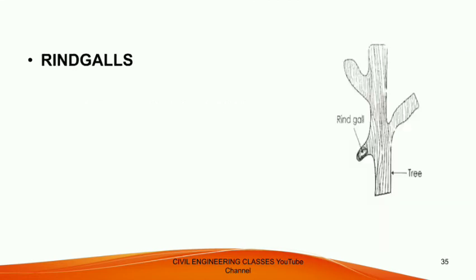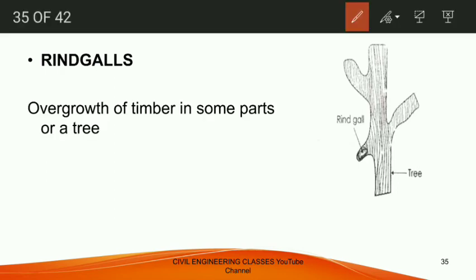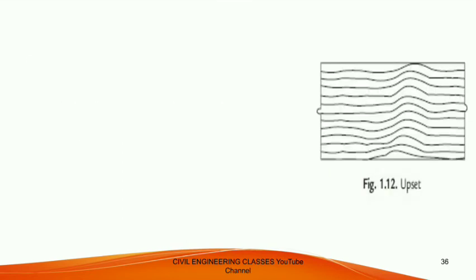Next one is ringals. Ringals is also very important. In so many state PSCs this question is asked. Even in the ISRO exam this question was there. It is the overgrowth of the timber in some parts that we can see in the figure. This is what is called a ringal. It will come out as an irregular growth or projection from the bark of the tree.